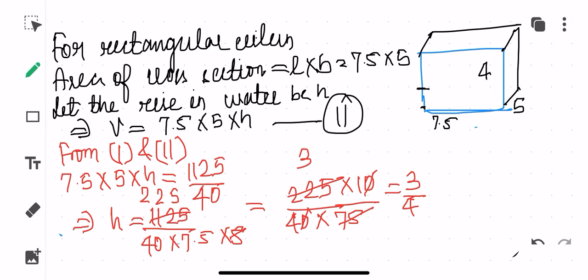So 3 upon 4 meter can be written as what? 0.75 meter. So if the answer has to be in meter, then your answer will be 0.75, and if it has to be in centimeter, then this has to be 75 centimeter. Okay, so this way this particular sum has to be done. It was basically an easy one, children. Only you need to understand that whenever they are talking about rise in level of water, you have to take the height into consideration.